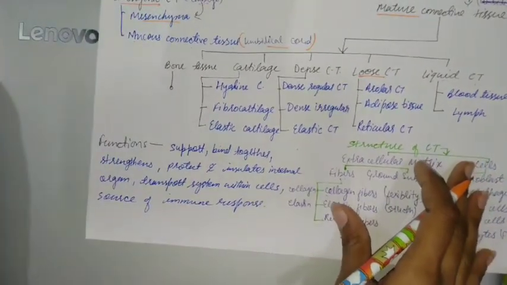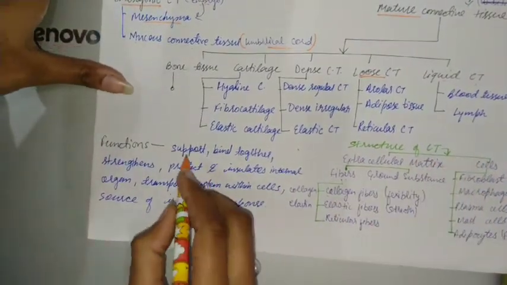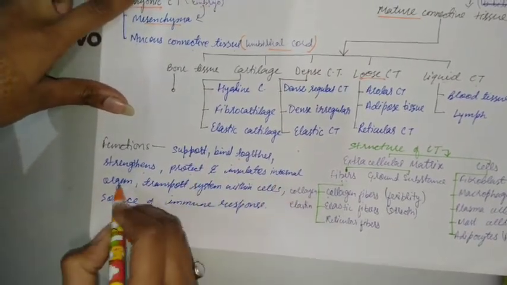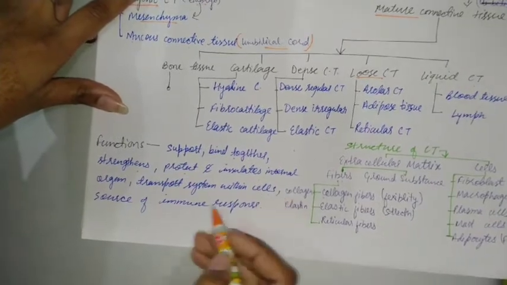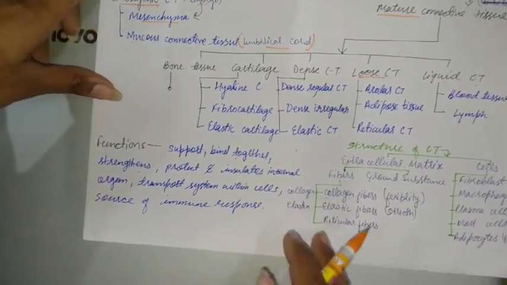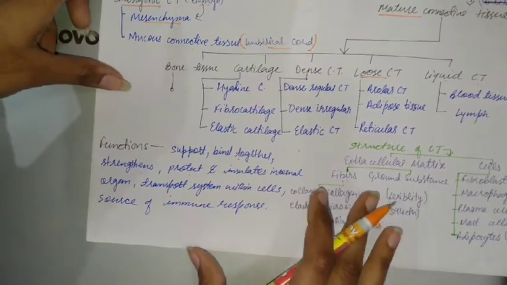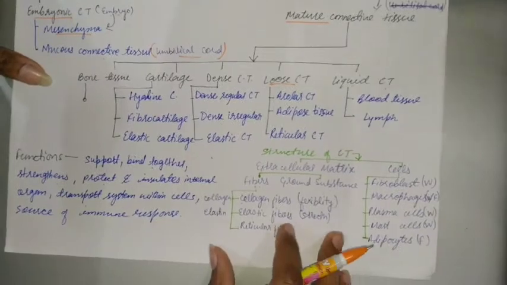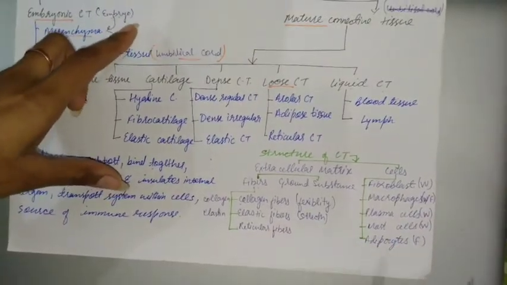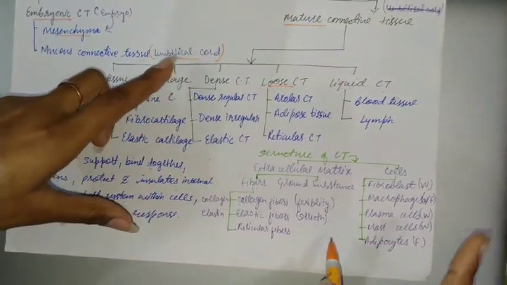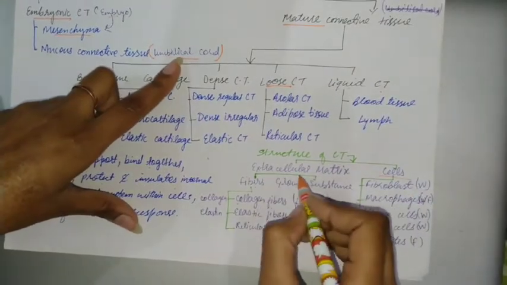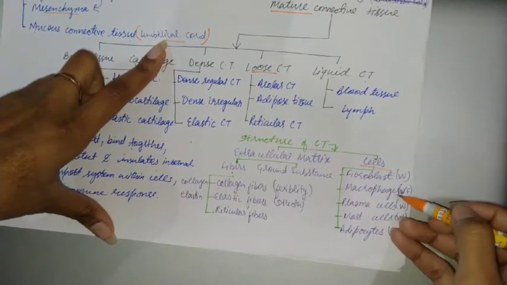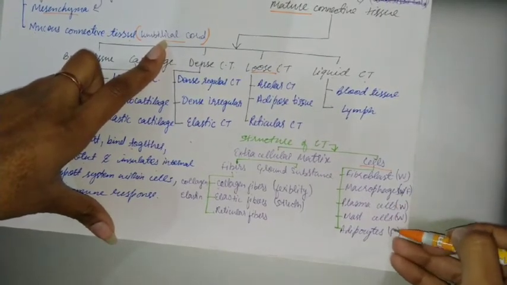What is the function of connective tissue? Support, binding together, strengthening, protection, insulating internal organs, transport system within cells, and source of immune responses. So these are some functions which you can write about connective tissue. Now the structure of connective tissue, like what connective tissue is made up of. It is made up of cells and extracellular matrix. There are five kinds of cells: fibroblast, macrophages, plasma cell, mast cell, and adipocytes.